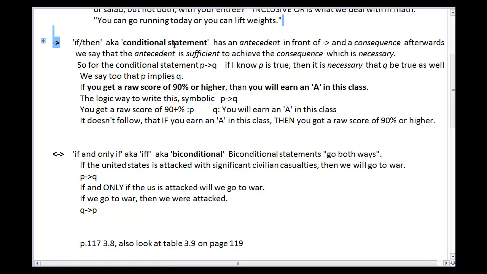We say that the antecedent is sufficient to achieve the consequence which is necessary. So I can call the thing on the left the statement that's sufficient, the sufficient statement. And the statement on the right is going to be the necessary statement. Once the left side has happened, it's sufficient, it's enough, it's finished, and that means the thing on the right side is necessarily going to happen. If P is true, then that means Q on the right has to be necessarily true as well. Sometimes we say that P implies Q.